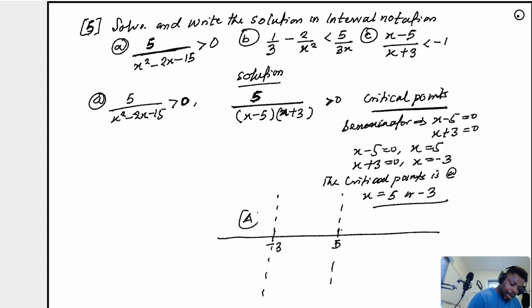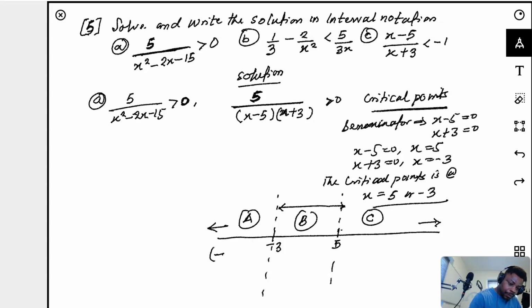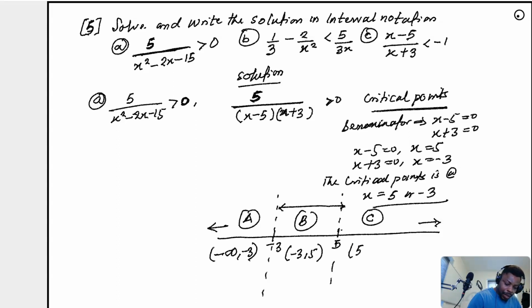So this is A, this is B, and this is C. Our interval, remember this is continuous, and this is in between. So minus infinity and minus 3, this is minus 3 and 5, and this is 5 and infinity. So now we need to check based on our points. Let's talk about A.